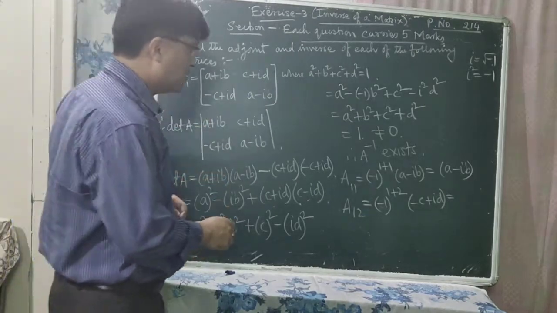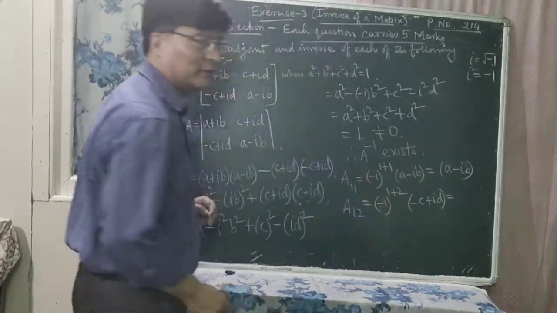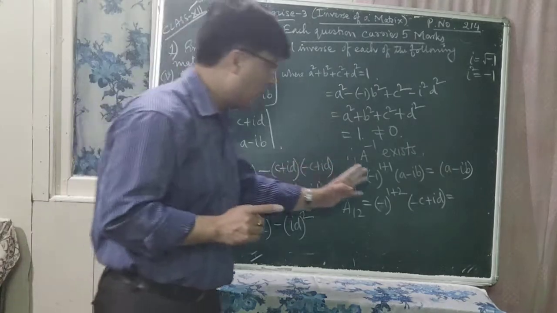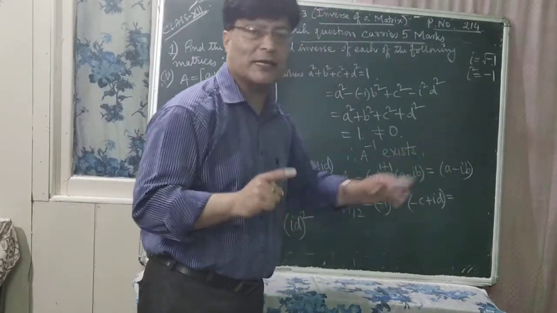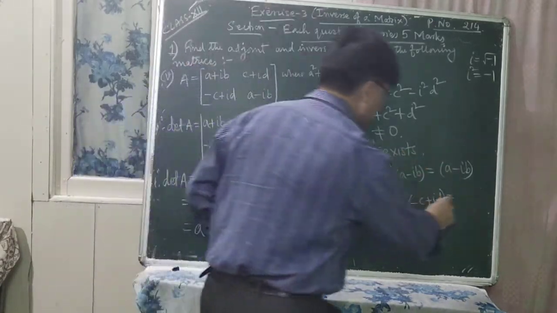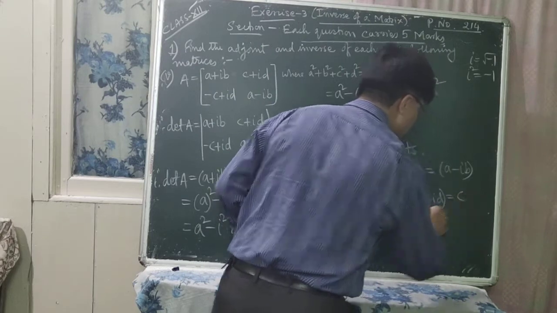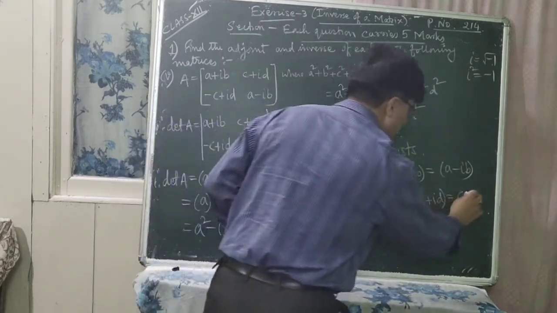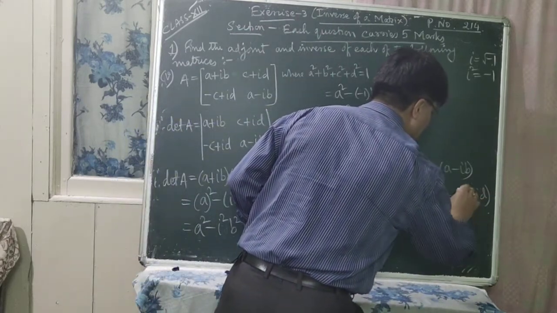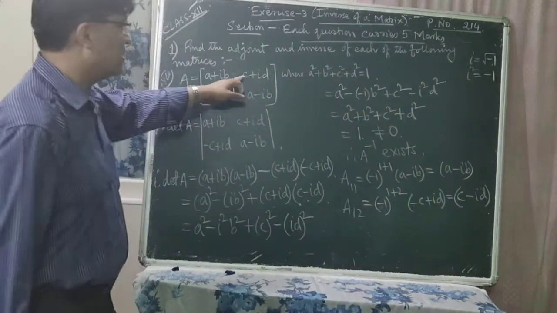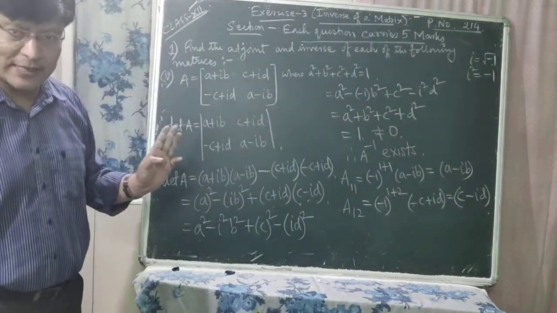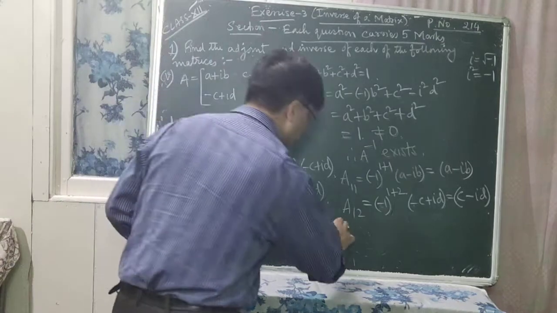Now let us simplify it. What is minus 1 whole cube? Minus. Now multiply this factor minus C plus iD by minus sign. So what do we get? Minus into minus plus C, minus into plus minus iD. This is the cofactor of C plus iD. Is that right? Okay, next.